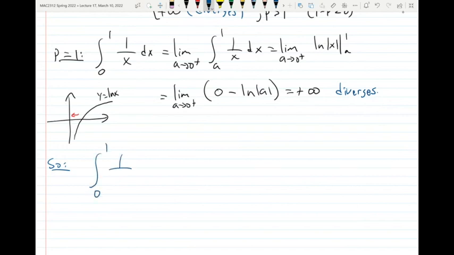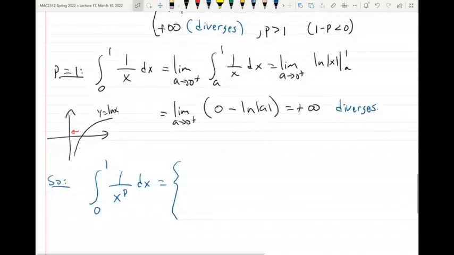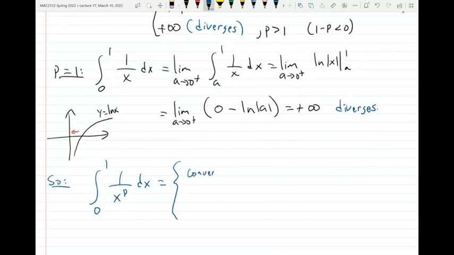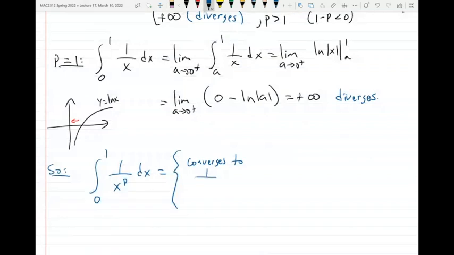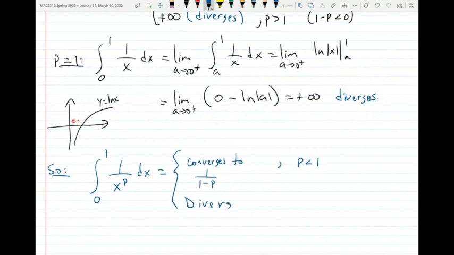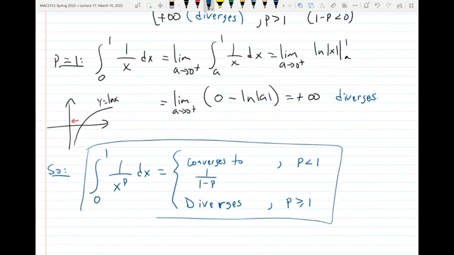So the integral from 0 to 1 of 1 over x to the p dx converges to 1 over 1 minus p as long as p is less than 1, but it diverges if p is greater than or equal to 1. That's a summary.